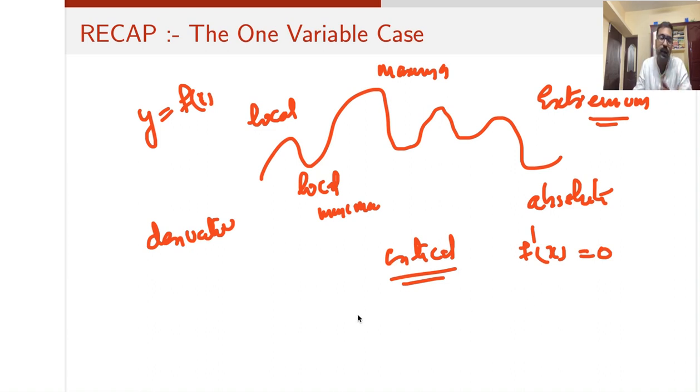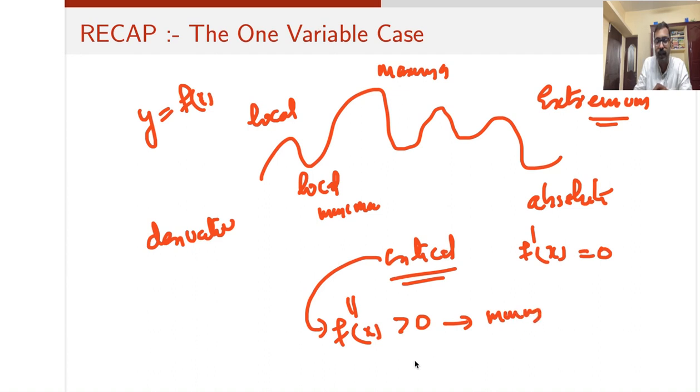Then how will you find whether it's a maxima or minima? You will take f double dash, the second derivative, and substitute that critical point into f double dash of x. If it is greater than 0, we say that the critical point is a minimum, and if it is less than 0, we say that the critical point is a maximum. If it is equal to 0, we call it an inflection point, where it is neither a maximum nor a minimum. This was the concept we studied in lower classes on the one variable case.